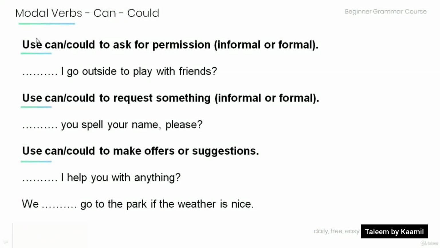Remember that we use can or could to ask for permission, request something, or make offers or suggestions in an informal or formal way. Read the following sentences and fill in the blanks using the appropriate forms of the modal verbs. I go outside to play with friends. Can I go outside to play with friends?